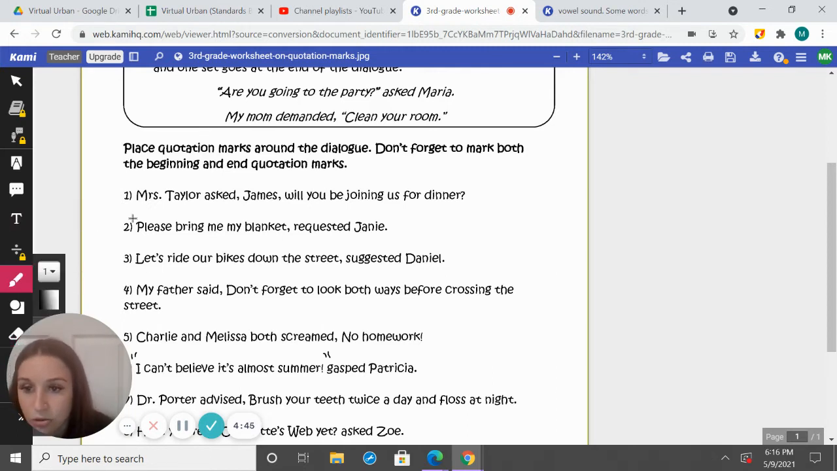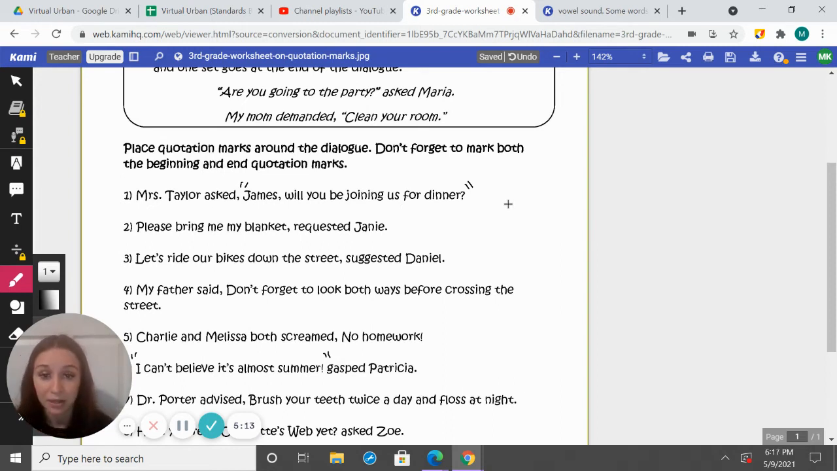All right, let me get my drawing tool. So the first thing she says is "James." So our quotation marks will go there. And then the last thing she says is "dinner." So that's where they end. Those are the words that she spoke. And remember, that punctuation at the end is included in that quotation mark. So now the dialogue, or what Mrs. Taylor spoke, is in those quotations. Awesome job. Let's look at number 2.